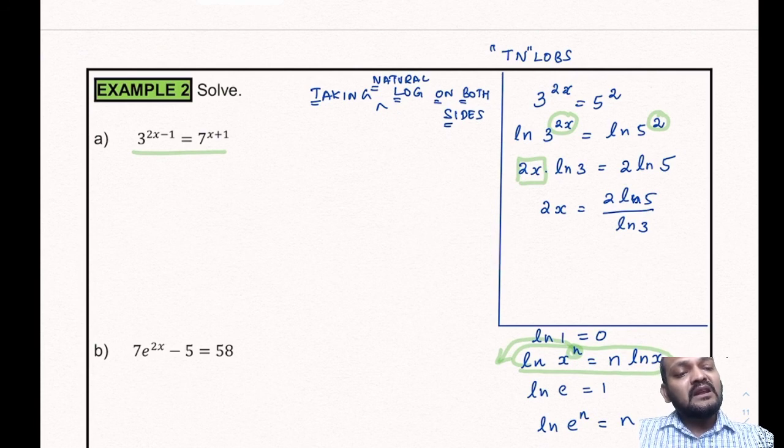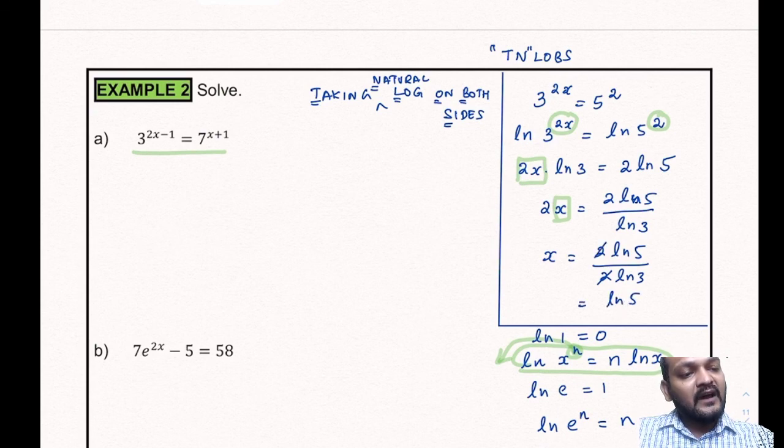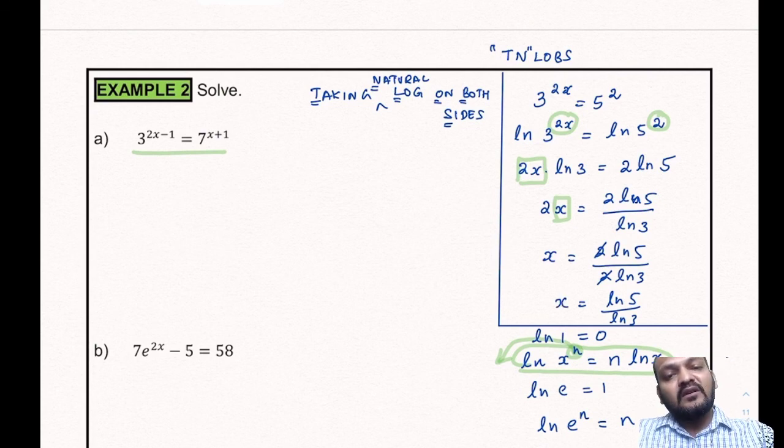That tells me that now again I don't have an x in here, so again I have to isolate my x. To do that, I'm going to divide both sides by 2. When I divide both sides by 2, I am going to have x equals 2 times ln of 5 over 2 times ln of 3, and I can cancel the 2 and 2, and I will be left with ln of 5 over ln of 3, and that's the solution for this particular problem right there.